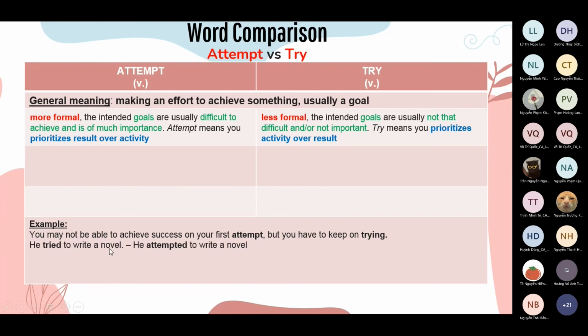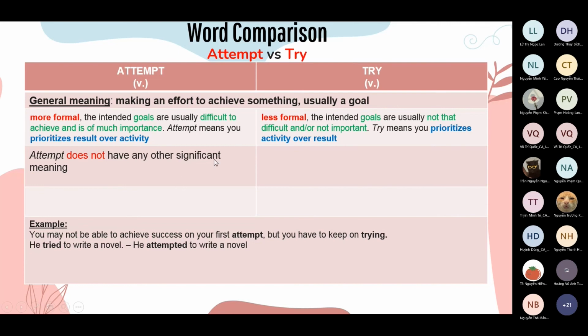Down here in the example, he tried to write a novel versus he attempted to write a novel. Reading this out loud, you immediately sense the formality of attempted to write a novel versus try to write a novel. Try just sounds very casual, like he just writes a novel for fun, while attempt to write a novel means he is really dedicated to putting out that novel. So yeah, that's that.